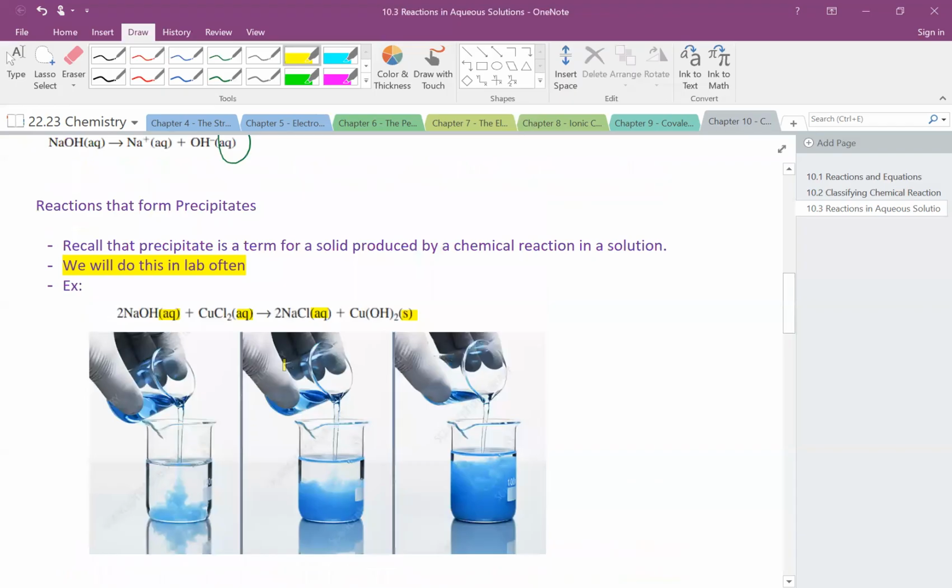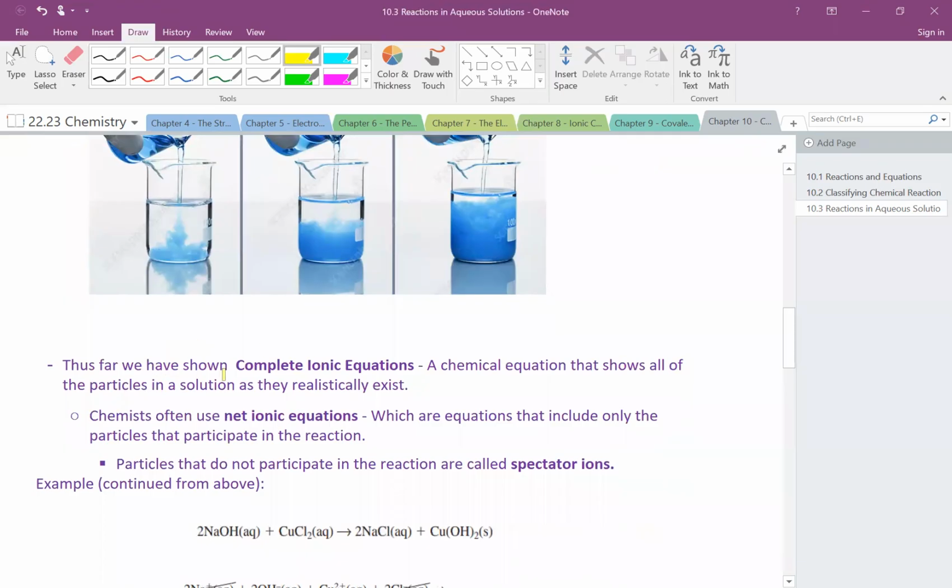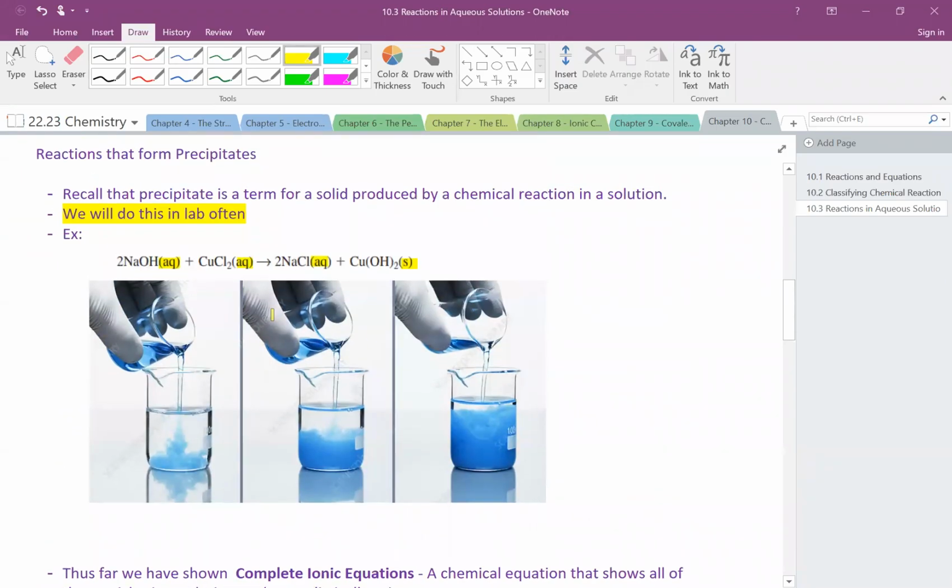Cool. So that's reactions that can form precipitates. Some more vocab words here. We have shown thus far all complete ionic equations, which are just chemical equations that show all the particles as they really exist in a solution. But if we look up at this example, my sodium hydroxide combined with my copper II chloride, well, my sodium and my chloride are just kind of hanging out. They're not really doing any chemistry. They go from being dissolved in water to being dissolved in water. So no real change there. It's my hydroxide and my copper ions that are actually doing the chemistry to form some new substance.